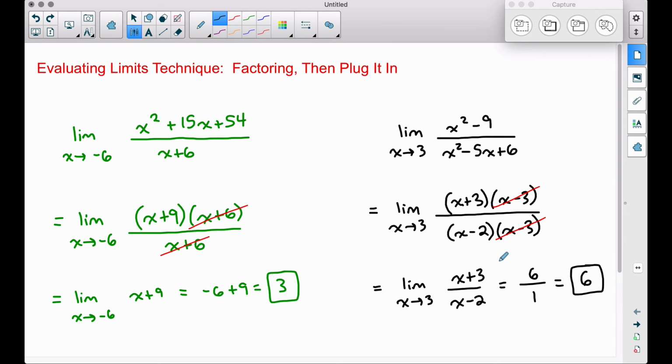So some things to bear in mind, we do have some new vocabulary here, removable discontinuities, that leads to holes. Again, more on that later, but the main goal here is for us to look at functions, in this case rational functions, where we get zeros in our denominator, but if we factor and cancel out a common factor, we can still find a limit to these particular problems. And that's it for this video.